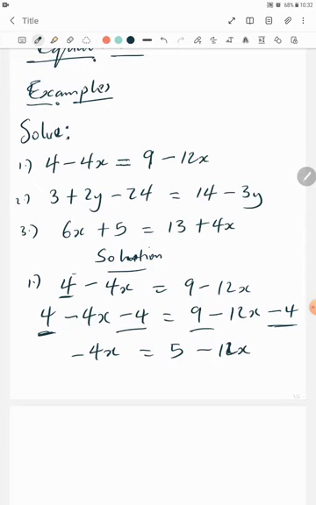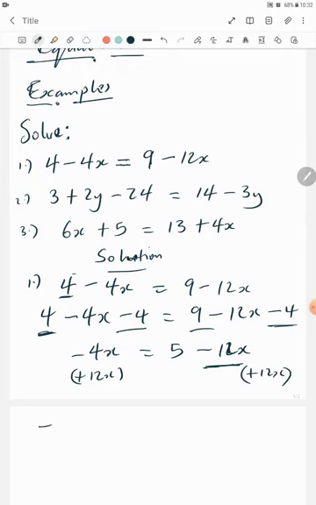And then I can now see that this minus 12x also has to move. Because I want to remove minus 12x, I will use plus 12x to remove it. Let me write that down. Okay, so the next thing is that I will say add 12x to both sides.